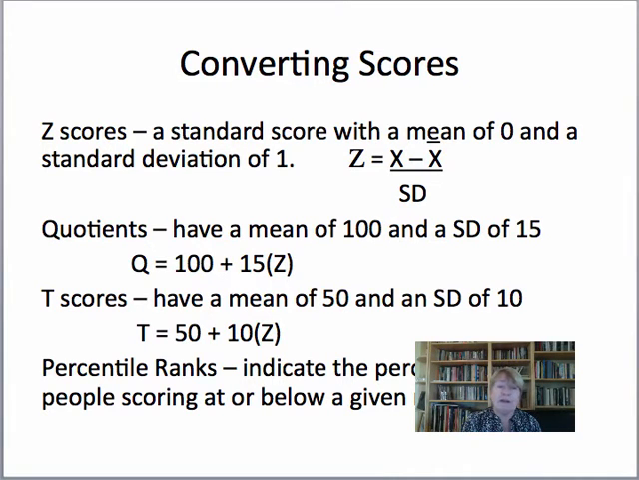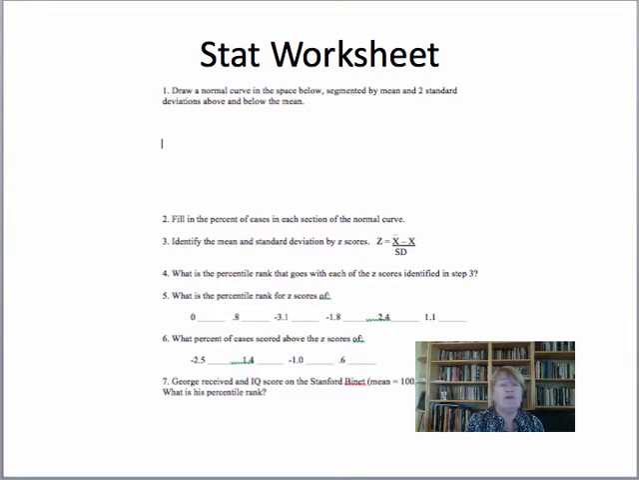Now the final thing that we're going to be doing in terms of scores that are commonly talked about is computing percentile ranks. And a percentile rank is simply the percentage of people scoring at or below a given raw score. In order to do that, we're going to move on to the next slide, which shows you the stat worksheet that you have available to you on Moodle. And what I'd like to do is to take some time to fill in this stat worksheet. And I'm going to get mine out.